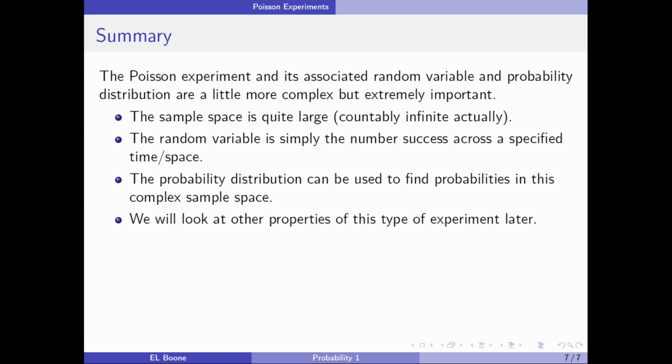Okay, so Poisson experiment and its associated random variable and probability distribution are a little more complex because we're not intervening to make something happen. Okay, the sample space is really large. The random variable is just some count over some time or space, and it allows us to find probabilities in this really complex space. Now, we'll look at the properties of this type of experiment later, but I'm just introducing it now. So we'll see you in the next video.